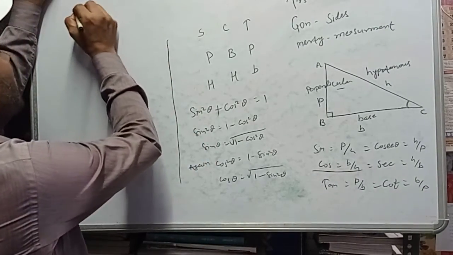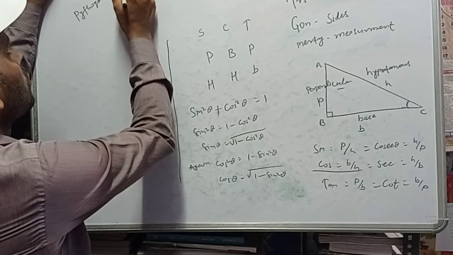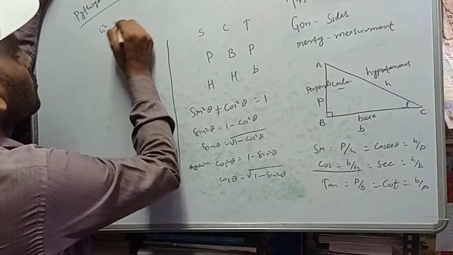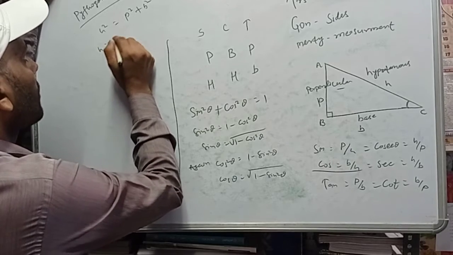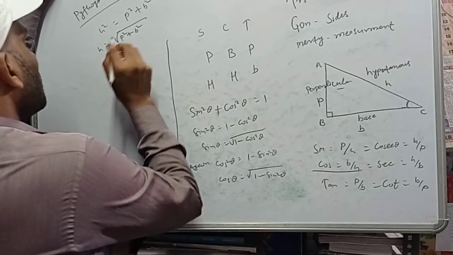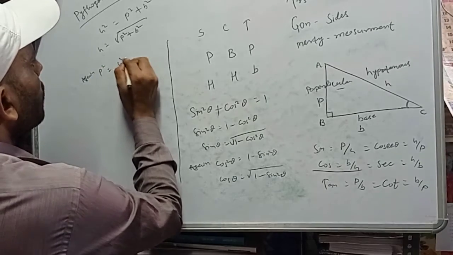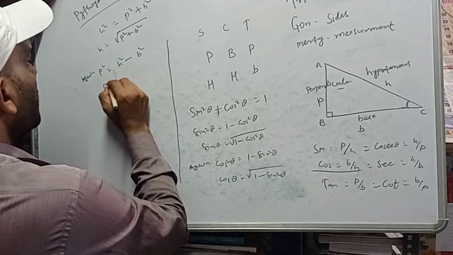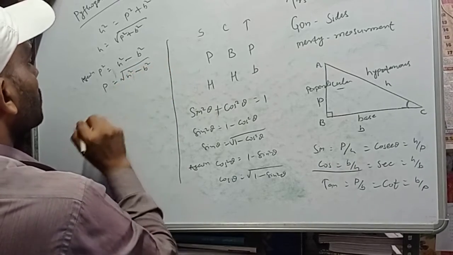Then Pythagoras theorem: hypotenuse square is equal to perpendicular square plus base square, and hypotenuse H is equal to under root perpendicular square plus base square. Again, perpendicular square is equal to hypotenuse square minus base square. Then P is equal to under root hypotenuse square minus base square.